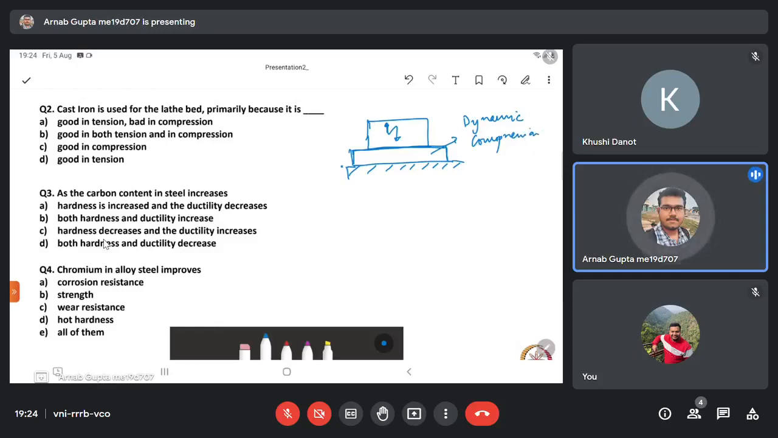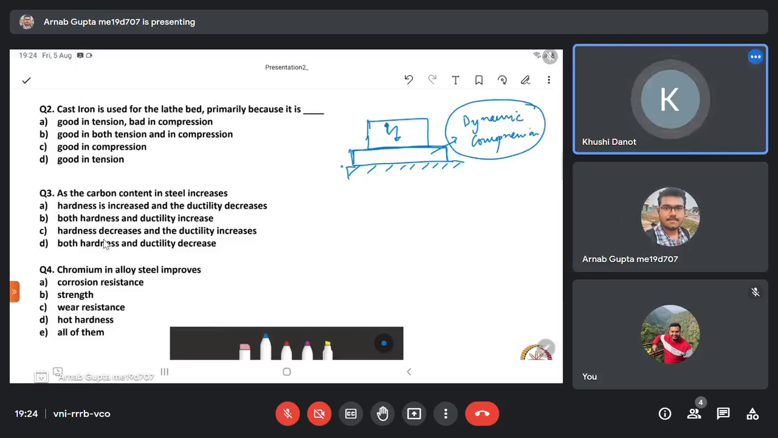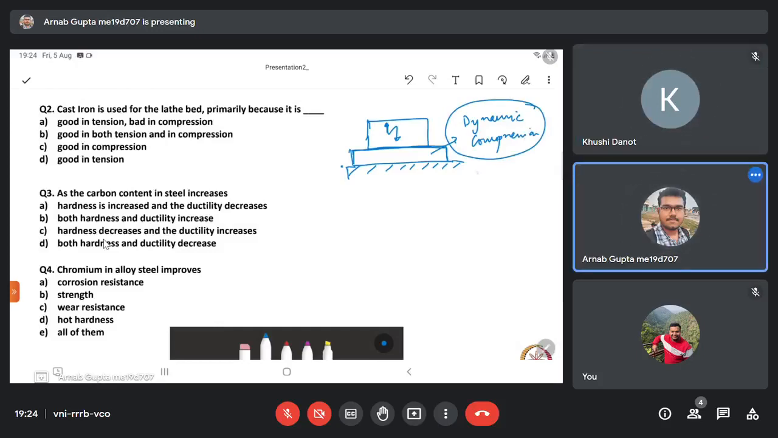Is there any doubt here? No, sir. Okay, so it is a dynamic compression loading, and your material should be such that it has good fatigue strength in compression. Okay, so cast iron is good in compression, but it is very poor in tension. Why so?